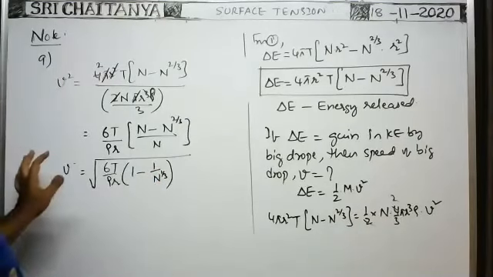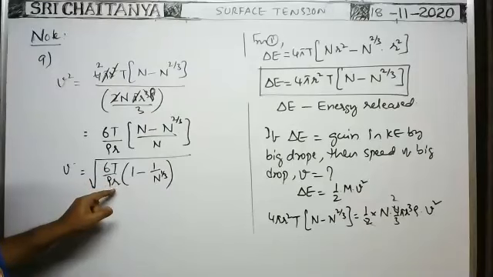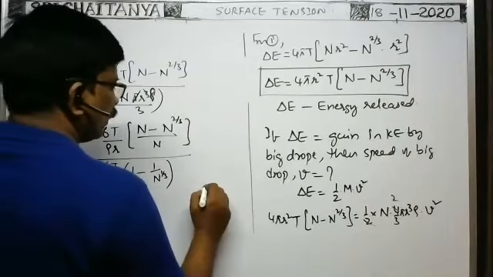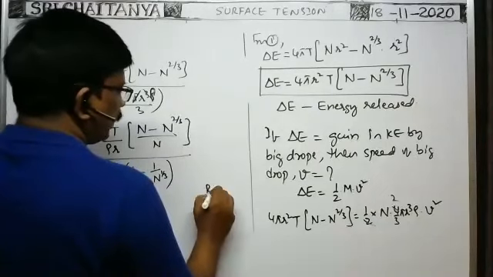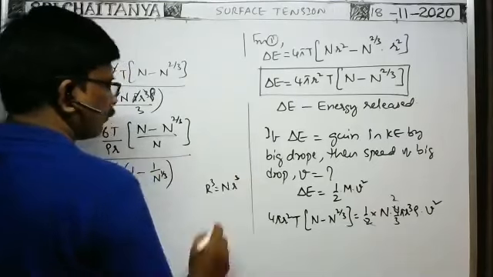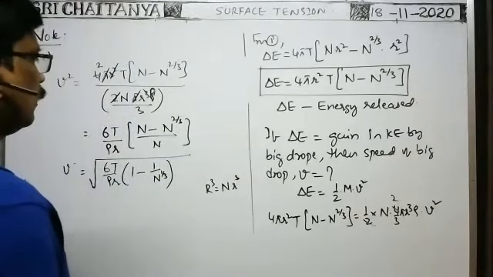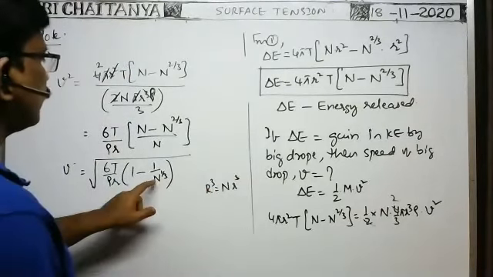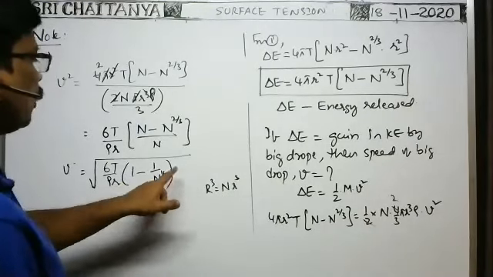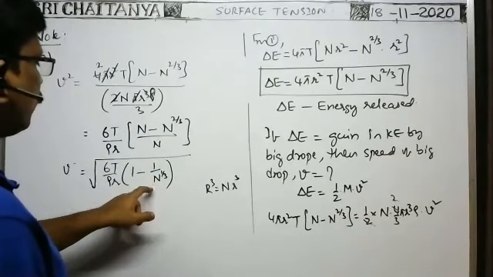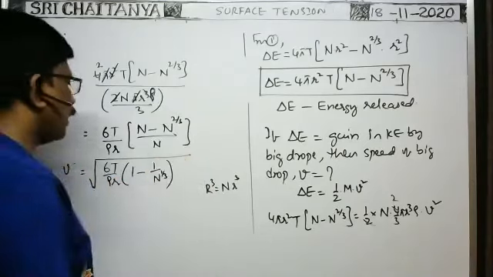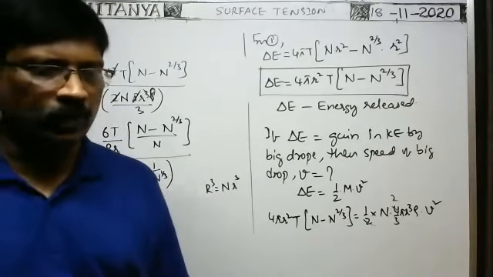Okay. Suppose you are given the radius of the small drop and the radius of the big drop. In that case, how can we do it? Already we know volume of the big drop is equal to volume of the n small droplets. So n can be written as capital R cube by small r cube, so 1 by n to the power of 1 by 3 is small r by capital R. So this is the formula for the speed of the big droplets.